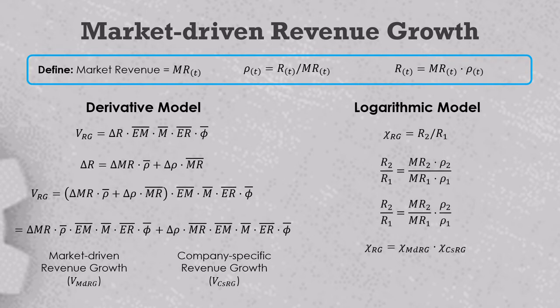The market-driven equity return multiplier is MR2 over MR1, and the company-specific equity return multiplier is ρ2 over ρ1. So this is mathematically correct, but the problem is that unlike market multiples that we saw in the last video, there's really no such thing as a market revenue.